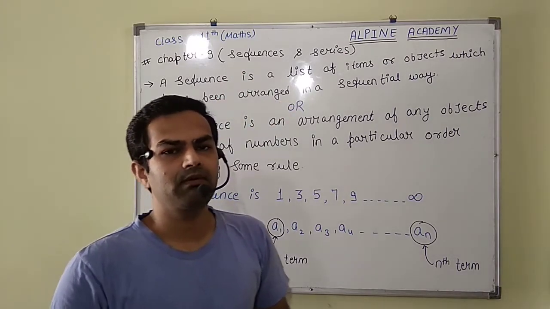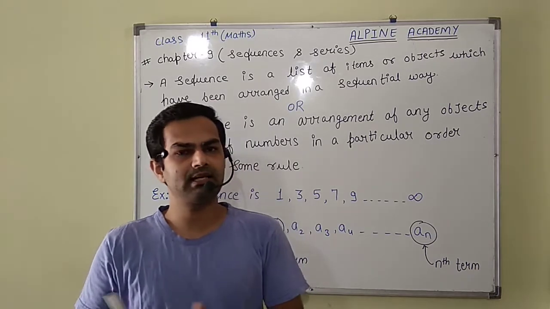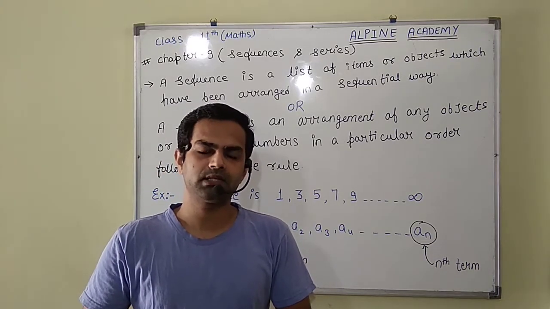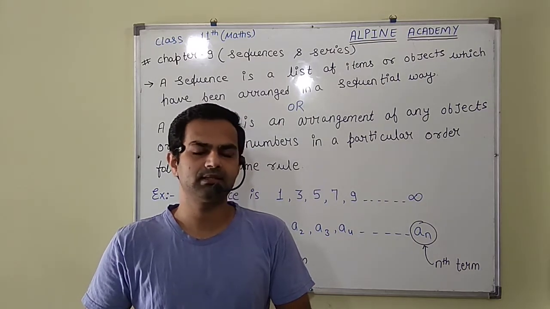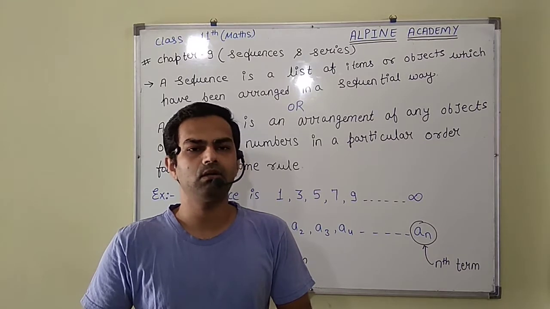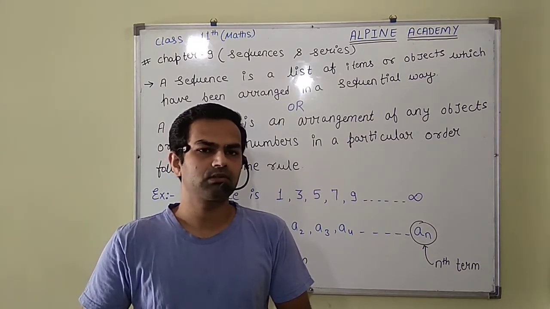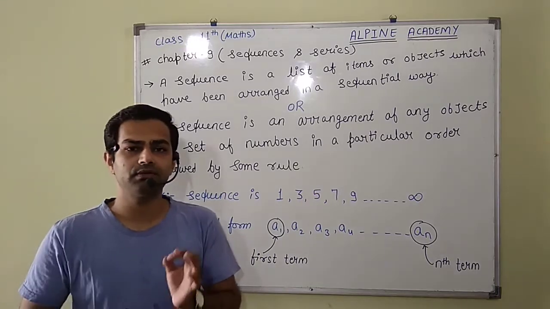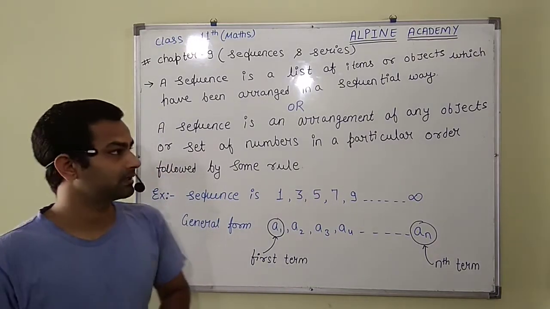So in this chapter we will learn what we mean by sequence and series and the different types of series. There are two types of series in our syllabus: arithmetic progression and geometric progression. We will see all the things about these two series, AP and GP. So let's start our discussion with the definition of sequence. What do you mean by sequence?